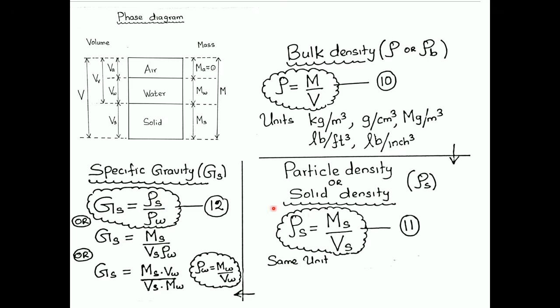Then rho S is equal to ms over Vs, mass of solid over volume of solid. Instead of rho S we substitute ms over Vs. Then Gs is equal to ms over Vs into rho W. Or rho W is equal to mw over Vw, water density is equal to water mass over water volume. Again substitute for rho W, mw over Vw.